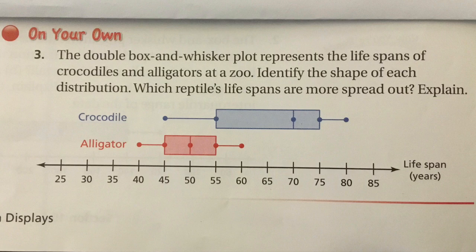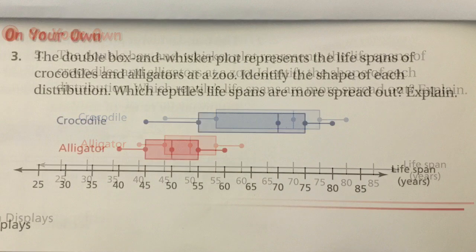In this particular example, if we're talking about the shapes, for the crocodile, the left whisker is longer, which means it is skewed left. For the alligator, it's symmetric. Notice that as far as the ages, the range of lifespan on a crocodile is a much larger range than the alligator. It's from 45 to 80 for the crocodile, which is 35 years. For the alligator, it's from 40 to 60, which is only 20 years.